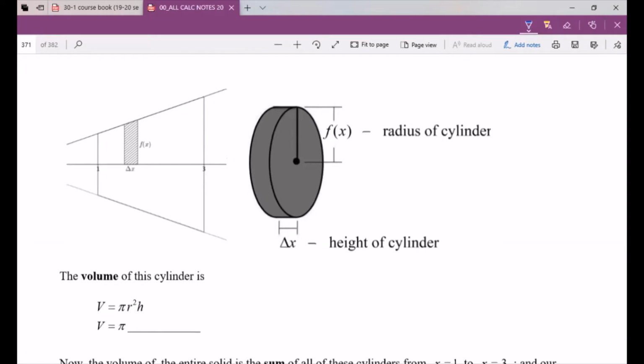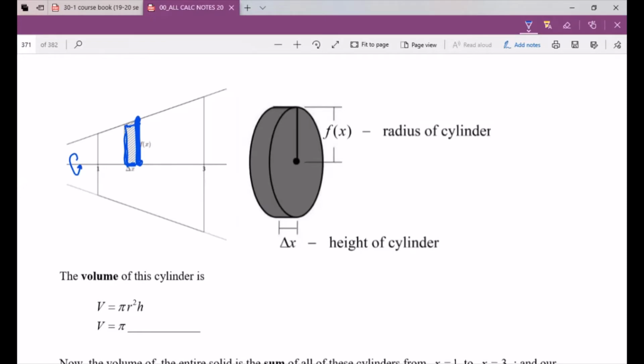So on our next page here, this lays out this diagram. We have this elemental strip here. It has an area, and we're going to spin it around the x-axis. And when we spin it around there, it traces out this cylinder or this disk. The radius ends up being f of x, which is just the height of that point at x. The thickness of it we're going to call delta x.